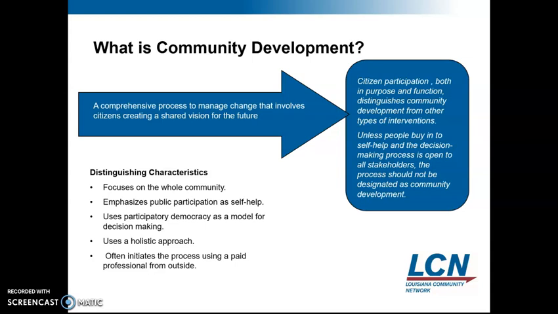So, again, it focuses on the whole community. It emphasizes public participation with self-help. It uses participatory democracy as a model for decision making, uses a holistic approach, and often initiates the process using a paid professional from outside.